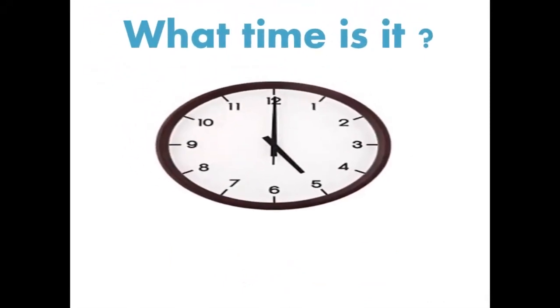Okay, who can do this one with me? 5. Okay, when we tell the time, we say it's 5 o'clock. Again, Ellen. Again, Ellen, what time is it here? Repeat after me, Ellen. It's 5 o'clock. Can you hear me?